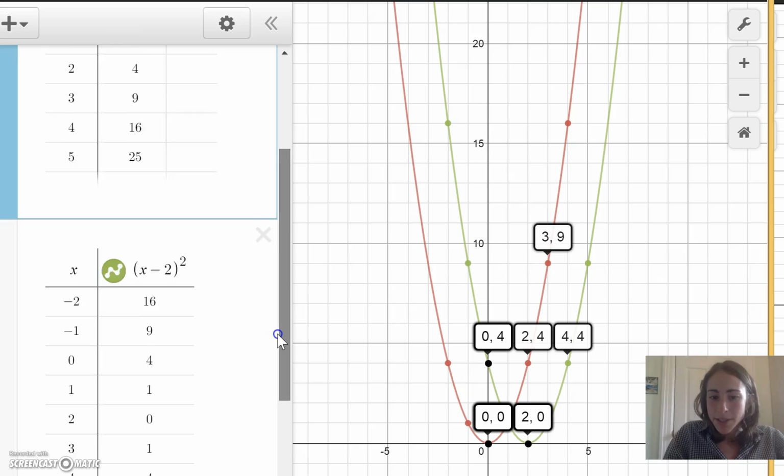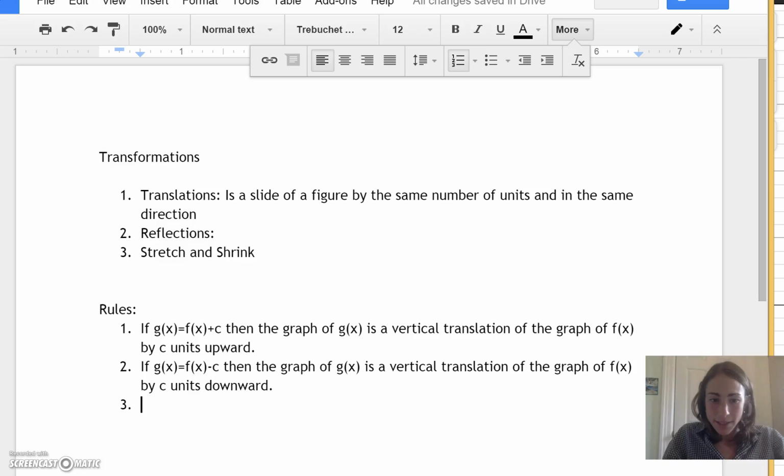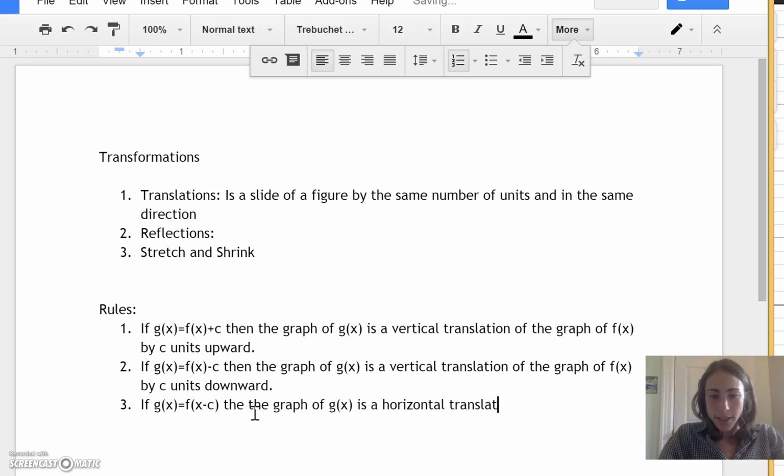So let's write it down as a rule. That might make it a little bit easier to understand. If g of x is the same as f of x, except instead of x, I plug in x minus c, then the graph of g of x is a horizontal translation of the graph of f of x by c units to the right.